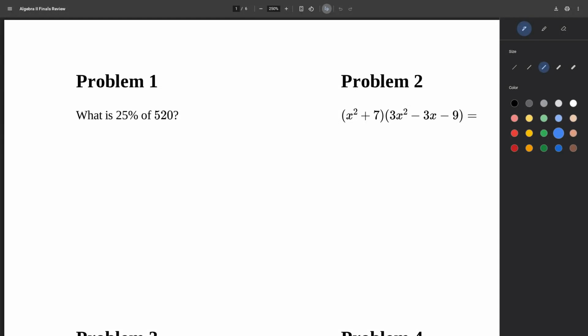In this video we're going to go through part 1 of my finals review. So let's look at problem 1 here. We have 25% of 520. So one way we can do this is we can do 0.25 and then multiply that. I'm going to use this mid dot here to indicate multiplication by 520. Okay, and if we do that, let me get my calculator here. 0.25 times 520 is 130.